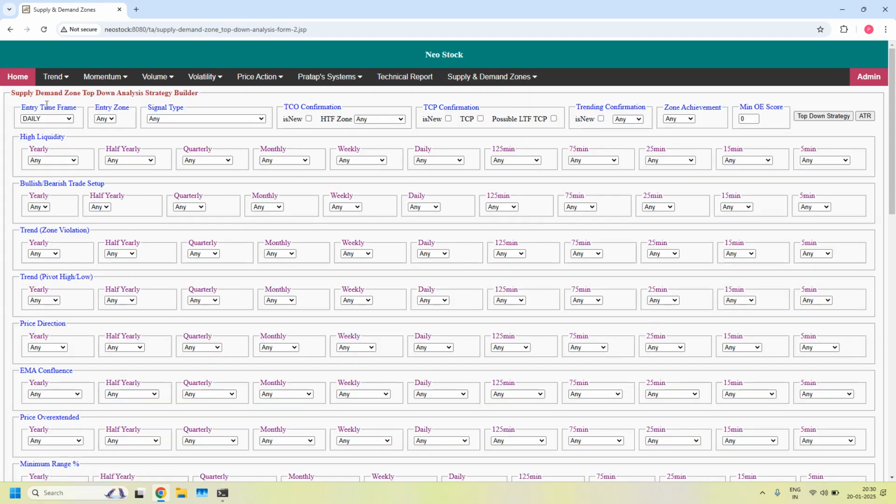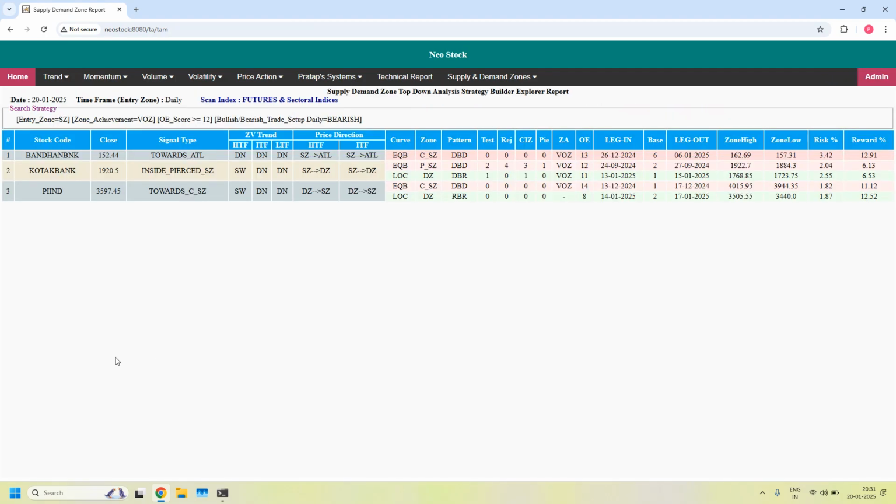Next, bearish trade setup for monthly income trade. Entry time frame daily, entry zone supply zone, bullish or bearish trade setup at daily time frame. I am selecting bearish. And zone achievement violated opposing zone, minimum odd enhancer score 12. Both filters are applied to daily supply zone. Now let's filter the stocks. We got 3 stocks. In these 3 stocks, these daily supply zones are supporting bearish trade setup for monthly income trade.